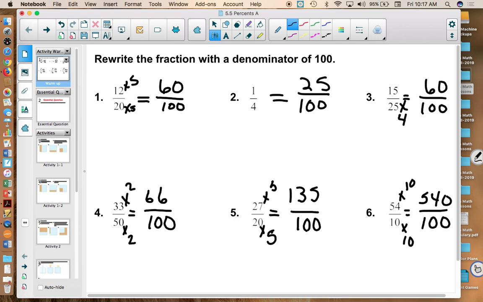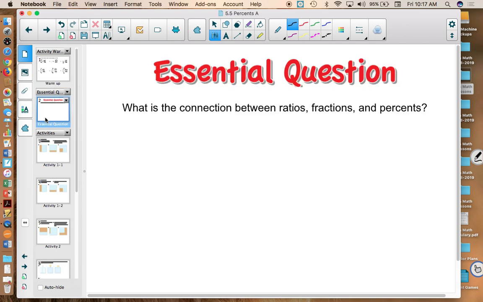Did you have a question, Jaslyn? No. Okay. The question that we want to make sure we're able to answer when we get done today is what is the connection between ratios, fractions, and percents? Well, first of all, what do we know about fractions and ratios? What connection do we have there, Cashton? They're the same.